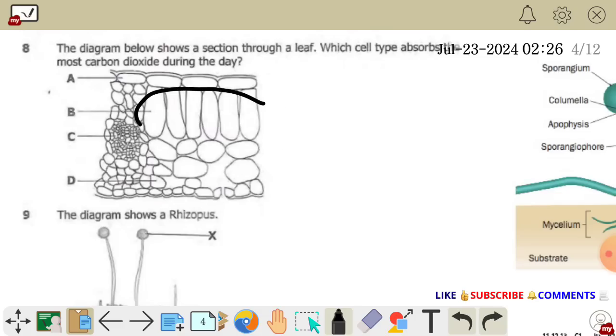So they will trap most carbon dioxide, and using the energy and the water, they are going to produce glucose by photosynthesis. We know carbon dioxide is needed for photosynthesis, and the palisade cells are the ones responsible for that. So where we are going to have most carbon dioxide is in this group of cells, which are called palisade cells. So the correct answer here is B. So we move on to question 9.